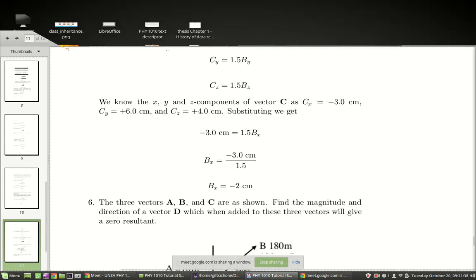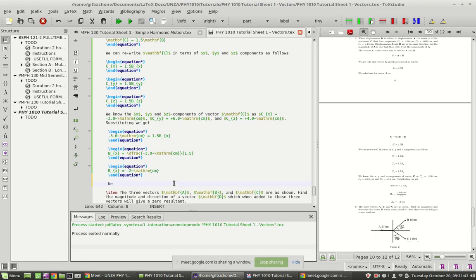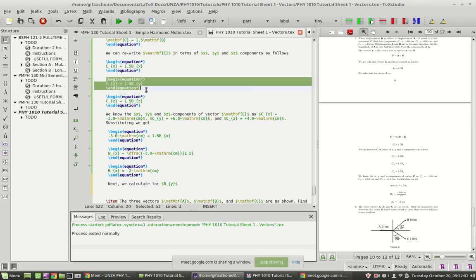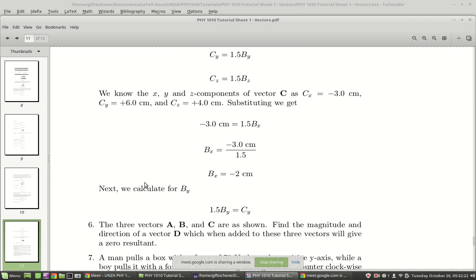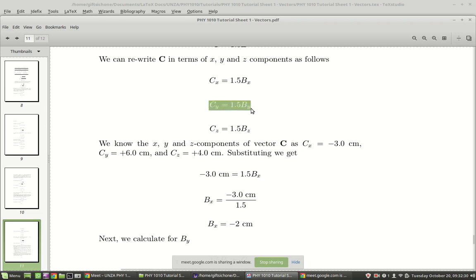Okay. Next, we calculate for BY. So we know BY. What BI, we know it's 1.5. 1.5 BY is equals to C. From here, C is equals to 1.5 BY, so we just write like that. But we know that BY is this, plus 6 centimeters.